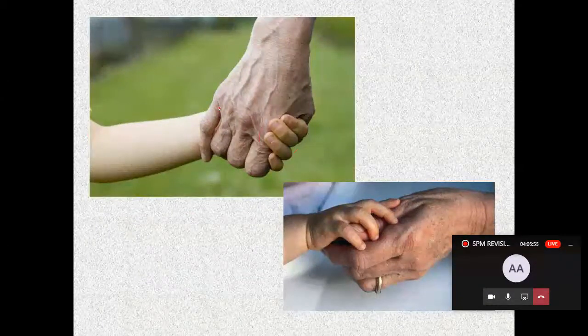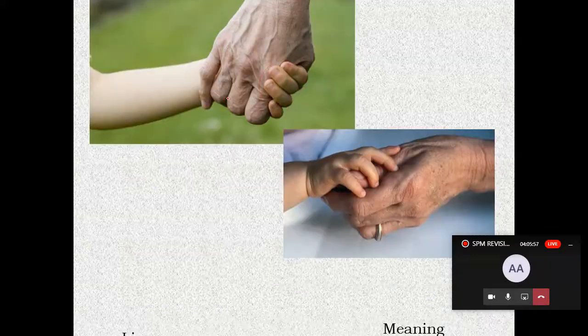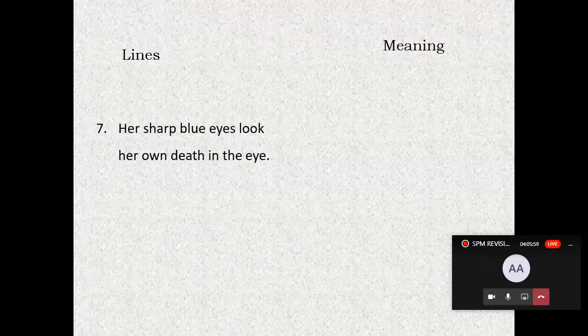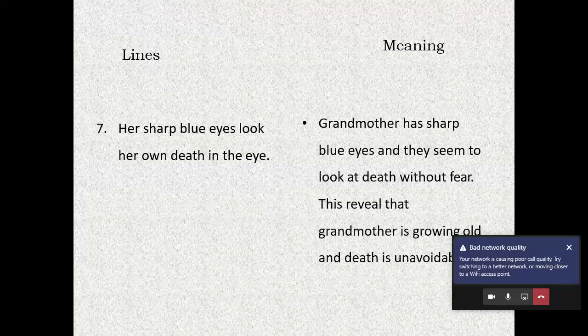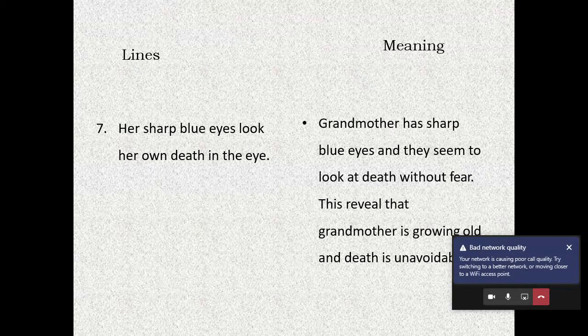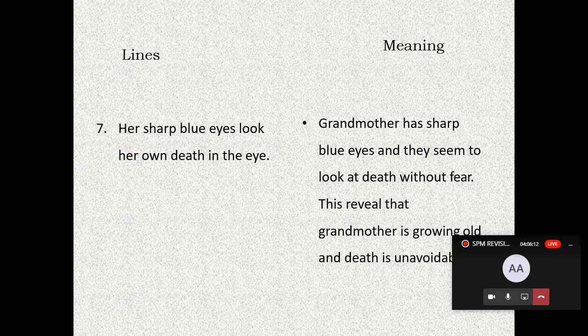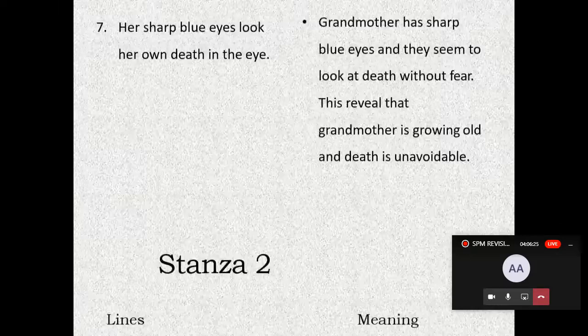So this is holding hands. "And her sharp blue eyes look her own death in the eye." So she has sharp eyes that seem to look at that without fear. That means she is growing old, and that is unavoidable. I'm sure you have grandmothers who are very, very strong. They always say, oh, I will live and I will live. And you know that they are very strong-hearted. Okay, next.